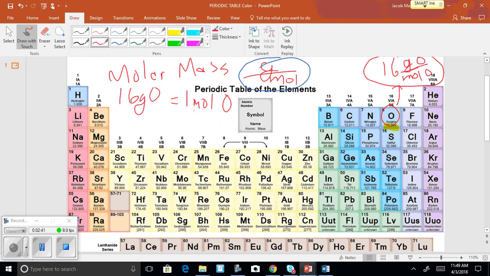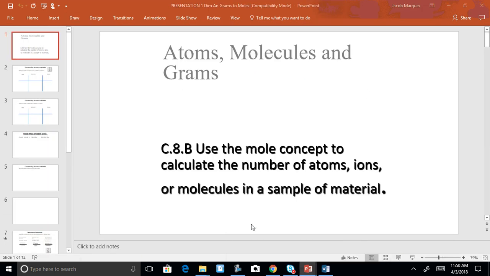Now what happens if I say, all right, you have 0.75 grams of oxygen. How many moles of oxygen is that? That's a little trickier problem. So what we're going to do today is you're going to figure out how to do these types of problems, how to go from grams of something to moles of something.